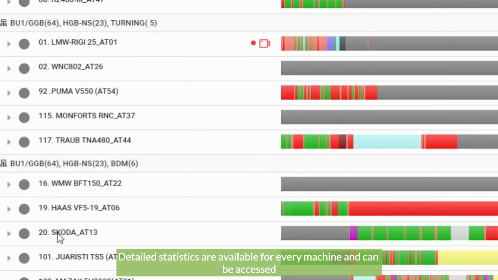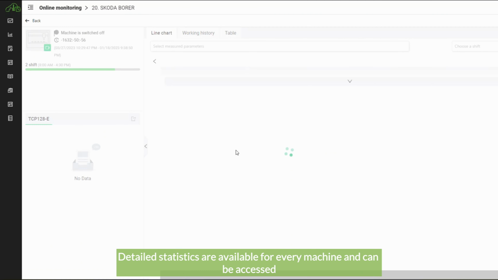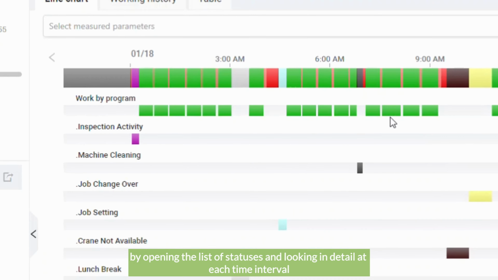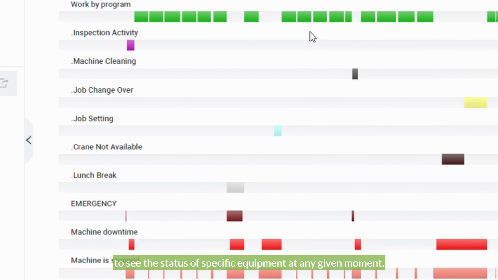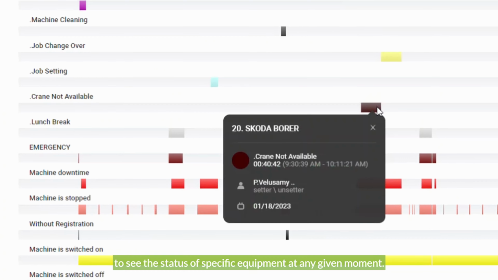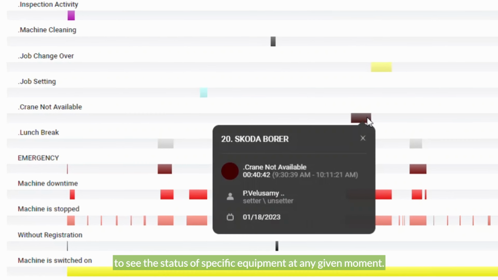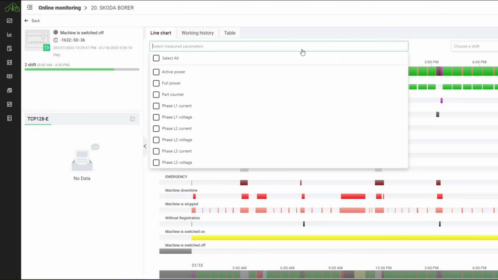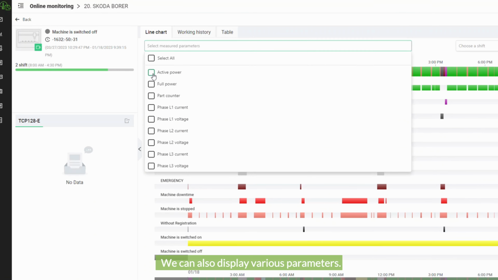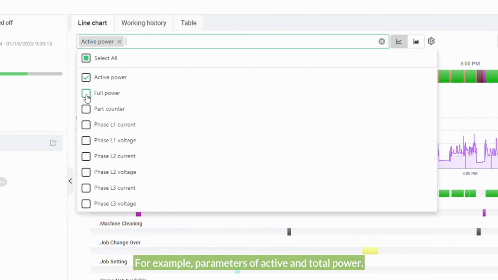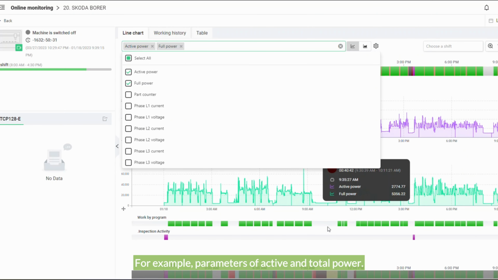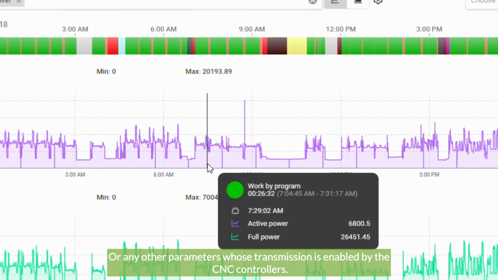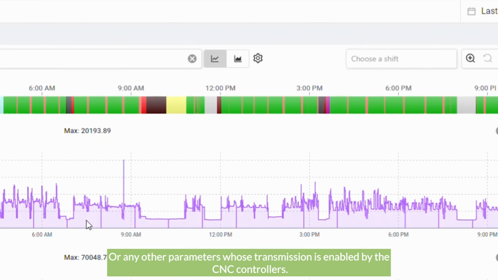Detailed statistics are available for every machine and can be accessed by opening the list of statuses and looking in detail at each time interval to see the status of specific equipment at any given moment. We can also display various parameters. For example, parameters of active and total power, or any other parameters whose transmission is enabled by the CNC controllers.